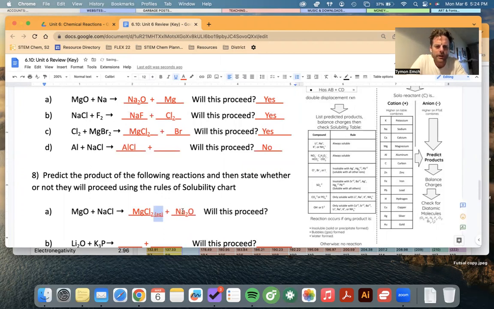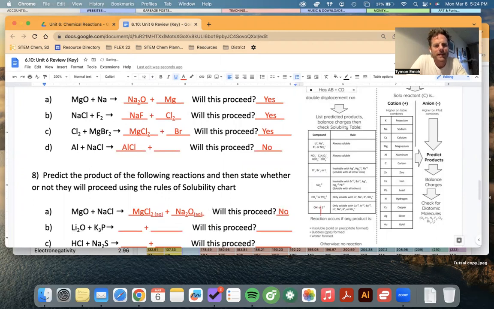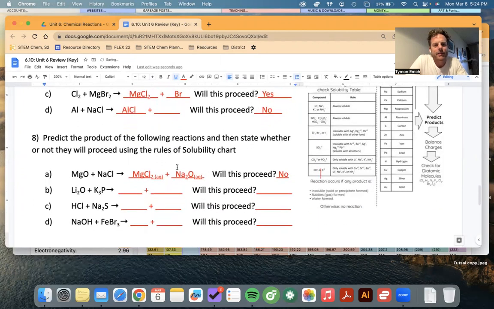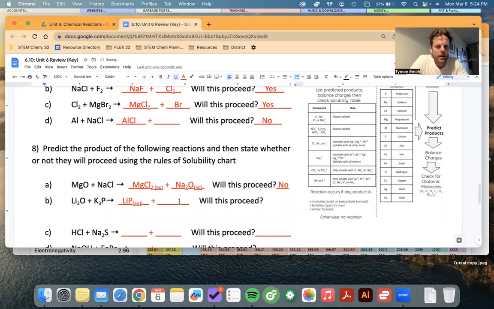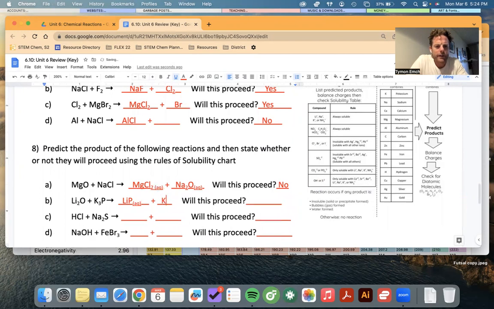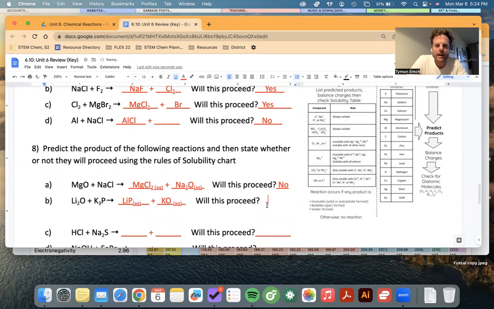So that doesn't really help us much. Let's see about this. NaO. Na is always soluble. So look at this: aq over here, aq over here. Will this proceed? No, it will not proceed, because this is aqueous and aqueous. Same thing over here. I have Li and P. Li is always soluble. No help. Over here, I have K and O. K is always soluble. No help. Again, not going to happen.